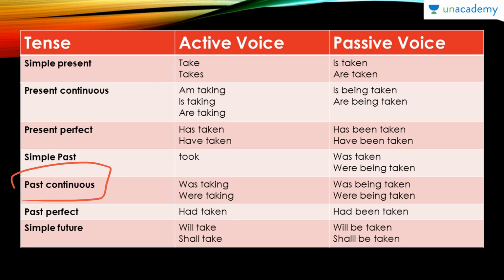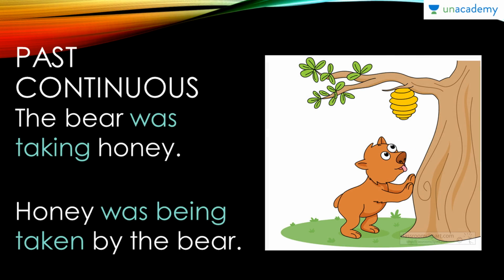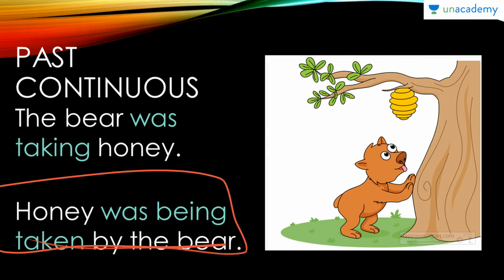The fourth tense is the past continuous. So it is a continuous action, but it was done in the past. The examples are was taking, were taking in the active voice, and the passive voice is was being taken and were being taken. Was being taken is for singular, while were being taken is for plural form. Let's look at the example for past continuous. The bear was taking honey. Honey was being taken by the bear.